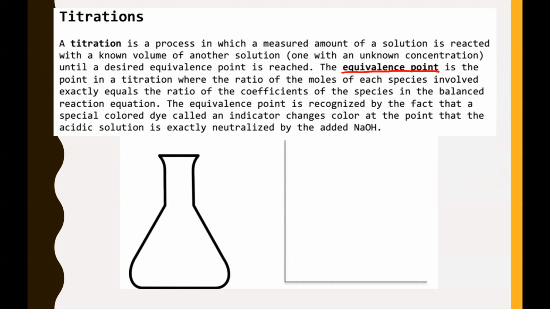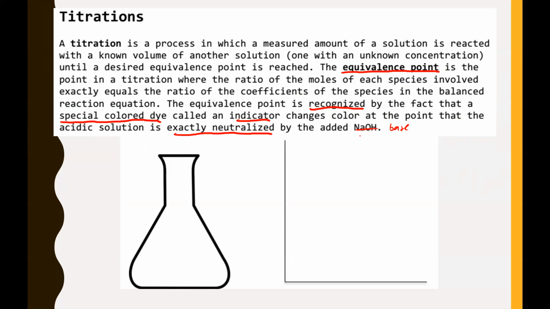When you're doing an experiment, the equivalence point is recognized by the fact that a special colored dye called an indicator will change color at the point that the acidic solution is exactly neutralized by the added, it says NaOH, but really it's just like the added base. You can use whatever you want.